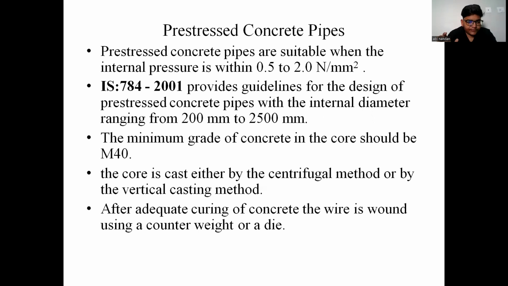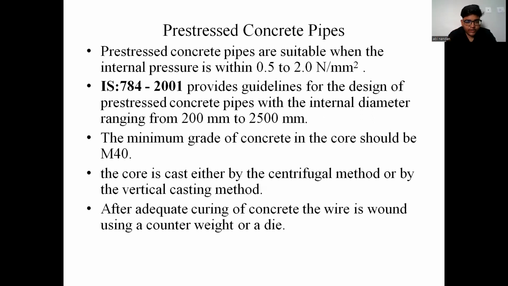First, the core is cast either by the centrifugal method or by the vertical casting method. We can use both methods. In the centrifugal method, the mold is spun till the concrete is compacted to a uniform thickness throughout the length of the pipe. If the vertical casting method is used, the concrete must be poured in layers up to a specific height.